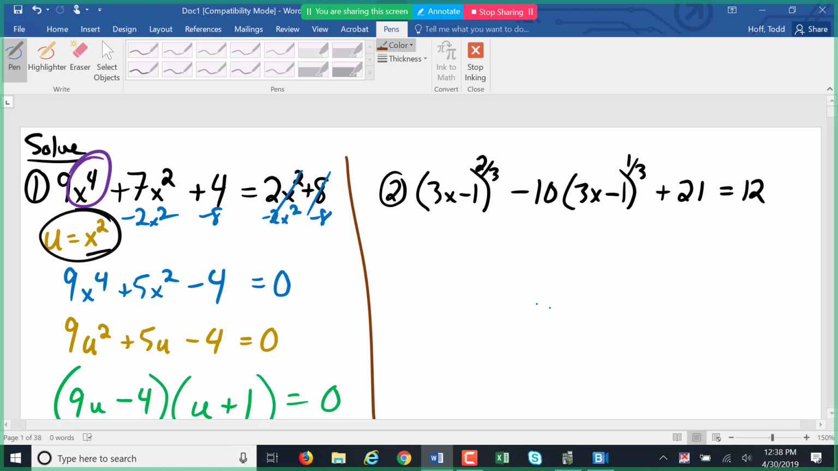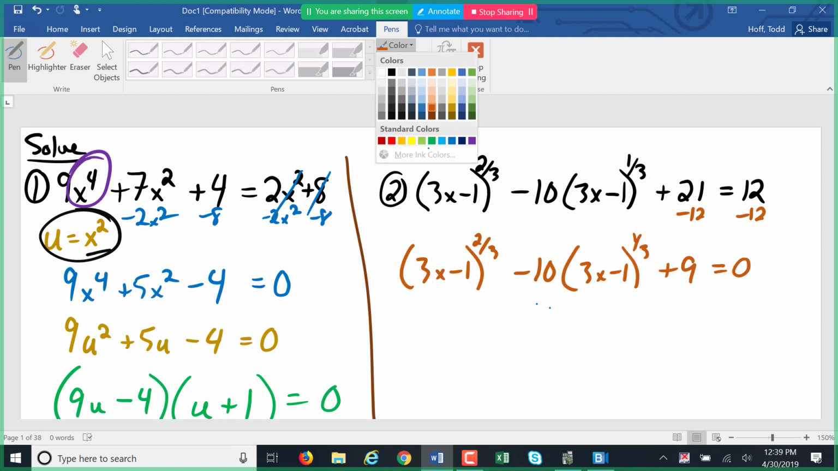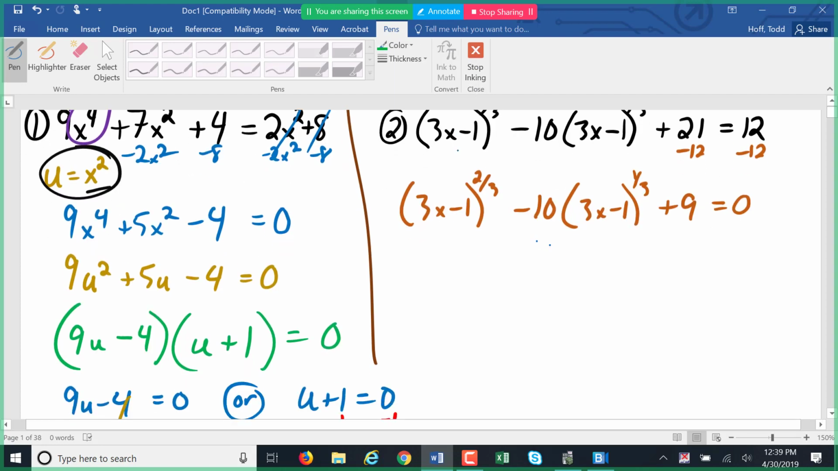Okay, so again, we need to set this equal to 0. We just have to subtract the 12. So 3x minus 1 to the 2/3 minus 10 times 3x minus 1 to the 1/3 plus 9 equals 0. Now we're going to have to make a little bit more of an interesting substitution here. u is going to equal 3x minus 1 to the power of 1/3. But with that substitution, this becomes a relatively simple equation.